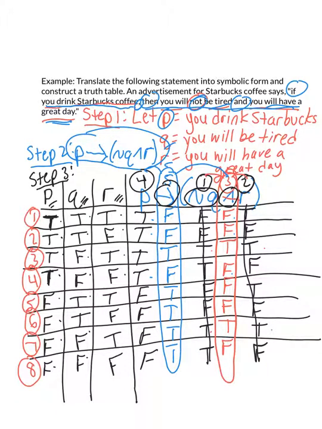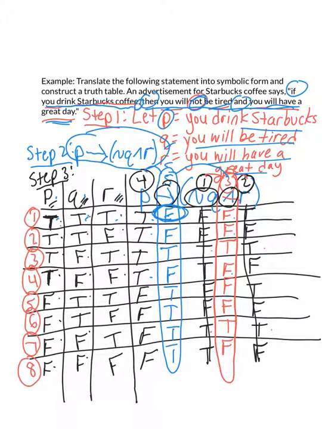So you look at your final answer. It just means when is the final answer false. There were a lot of times the final answer was false here. So right here, for example, we go backwards in the table and we say, well, what produced a false? Well, if P is true, Q is true, and R is true. So if you do drink the Starbucks coffee, Q is true, so you are tired. R is true, you have a great day. That's one example where the whole compound statement, the sentence with the multiple ideas, in other words, was a lie.